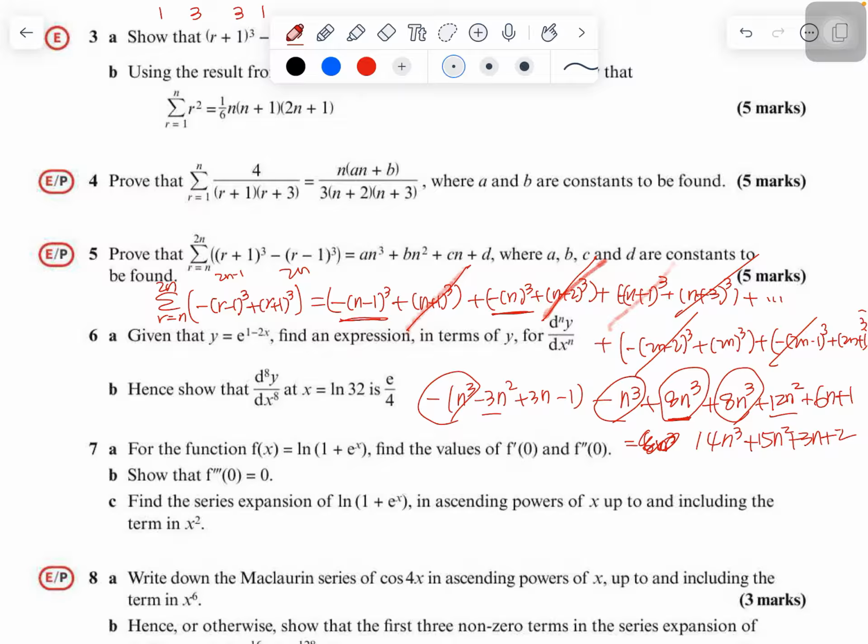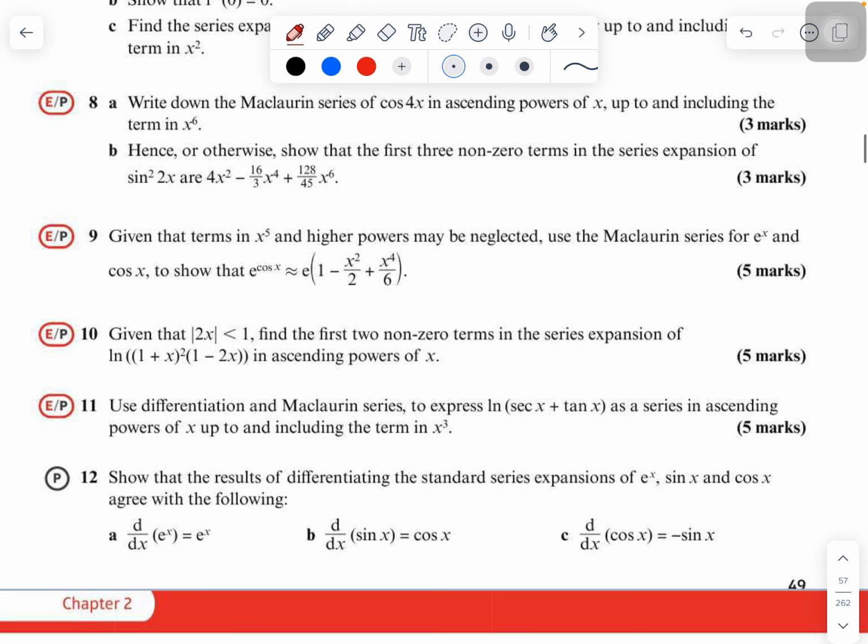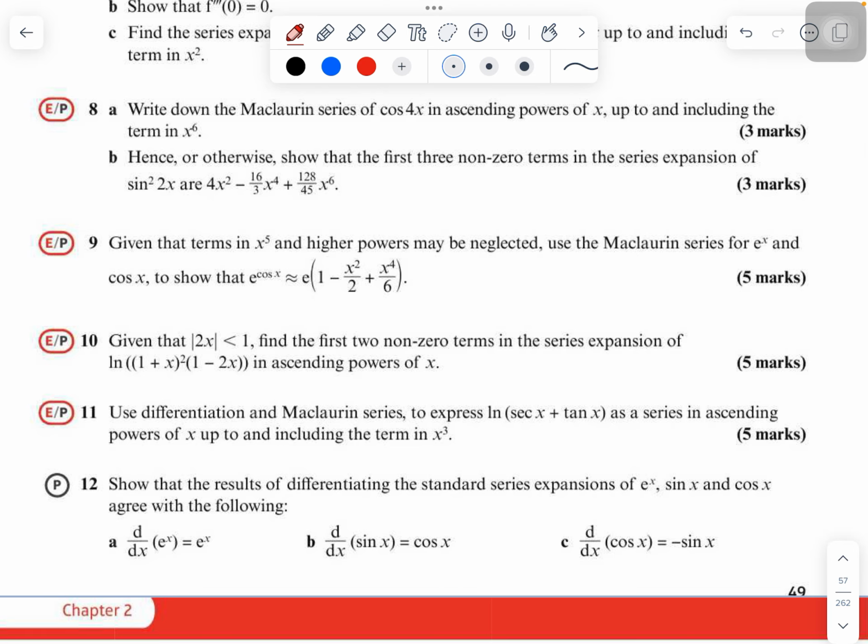You need to understand, of course I may have some mistakes because I don't check any answers, so please check the answers first. And write down the Maclaurin series of cos 4x. Including write down means you already know the answers and means you have the formula booklet. Just let me find some formula booklets for A level math.